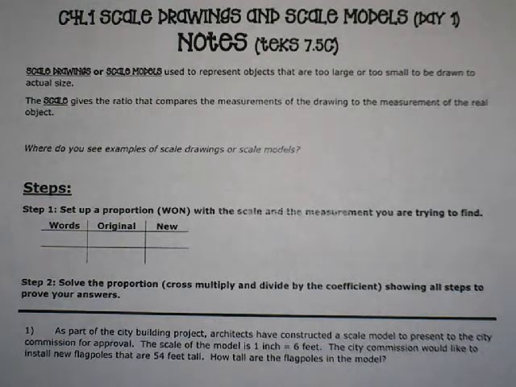Today we are going to be working on the first lesson of Chapter 4. Chapter 4 is about using proportional relationships in geometrical shapes and ideas. Chapter 4, Lesson 1 is about scale drawings and scale models.